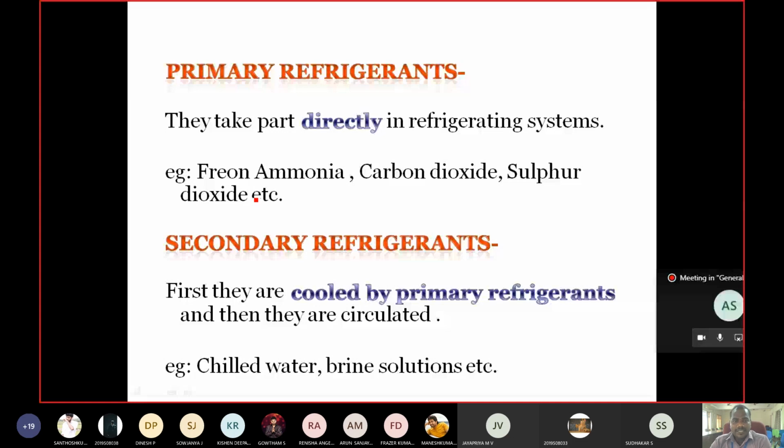But in the case of secondary refrigerants, they are first cooled by the primary refrigerants and then circulated. Examples of secondary refrigerants are chilled water and brine solutions. Already I said what brine is. Brine is used for getting ice bars. Actually it's a cold medium. So this may be used as a secondary refrigerant, and this secondary refrigerant is cooled by the use of primary refrigerants.